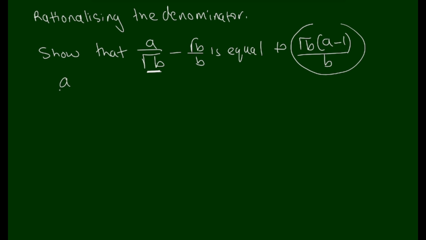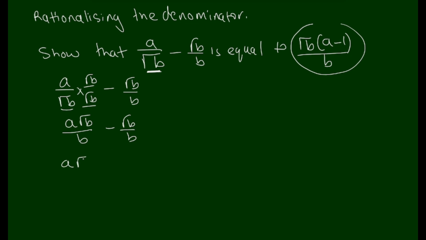It becomes a over square root of b times square root of b, and then times square root of b, like that, and then minus square root of b over b. And then square root of b times square root of b will give us b. So at the top we have a square root of b over b minus square root of b over b, like that. Okay, this is the same as a square root of b minus square root of b over b, isn't it?